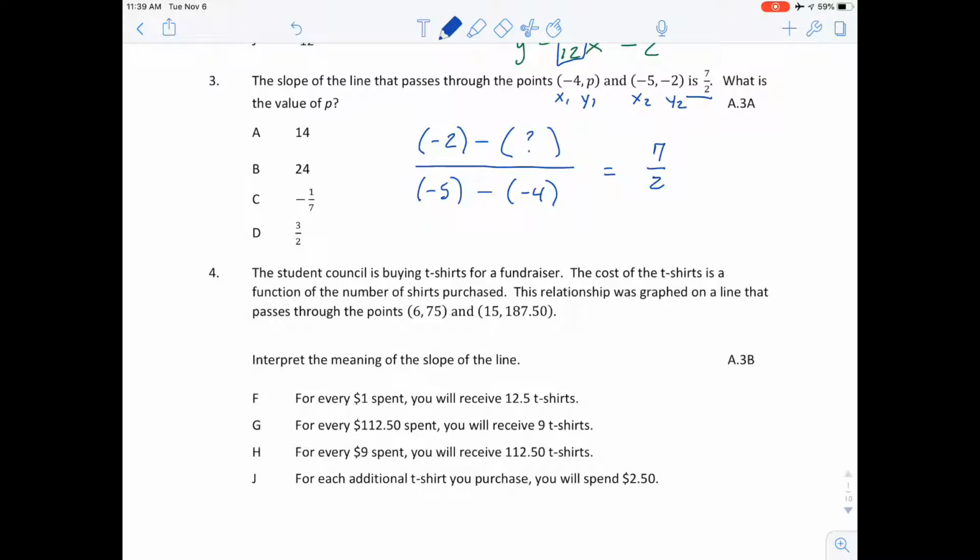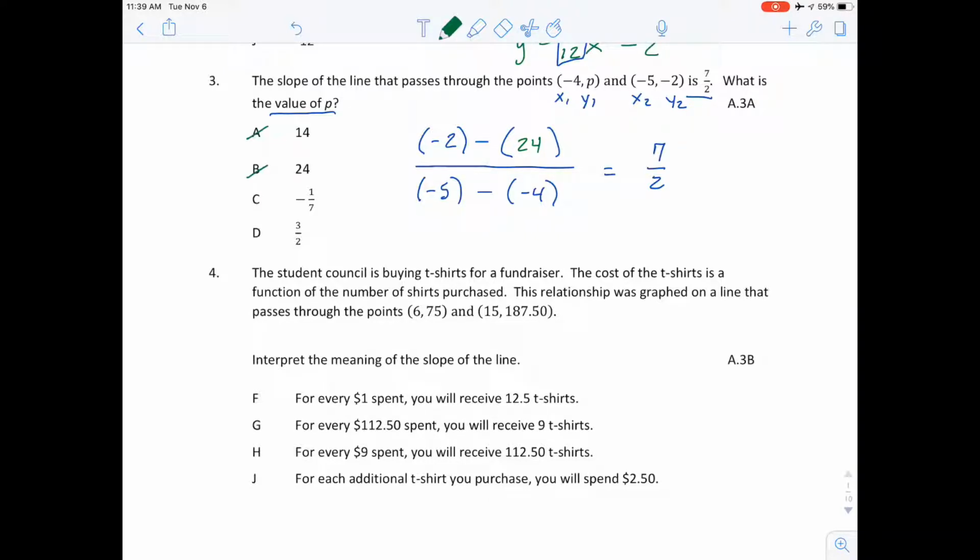So our answer choices, it says, what is the value of p? So these answer choices are possible values for p. So the first time, instead of a question mark, you would plug in 14. See if that gives you 7 over 2. It does not, so that gets rid of A. So then the next time you would try 24. If you put 24 in here, does that give you 7 over 2?